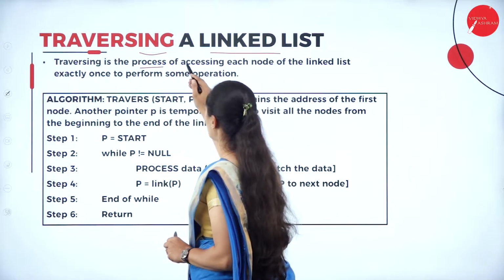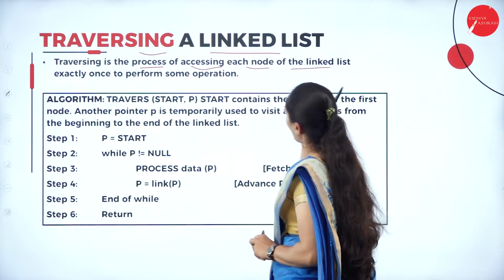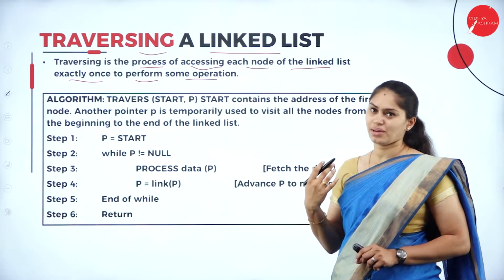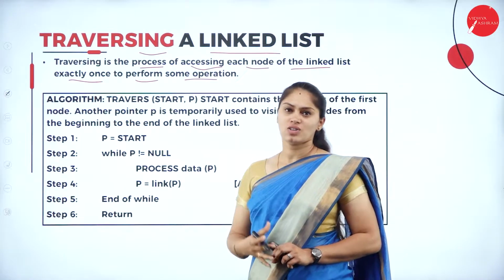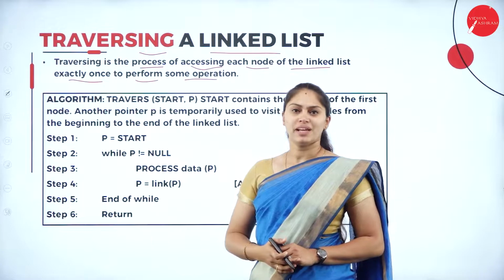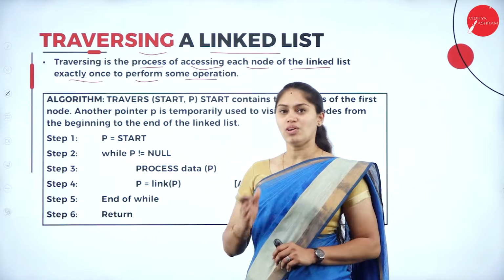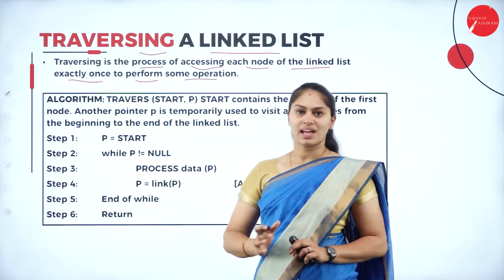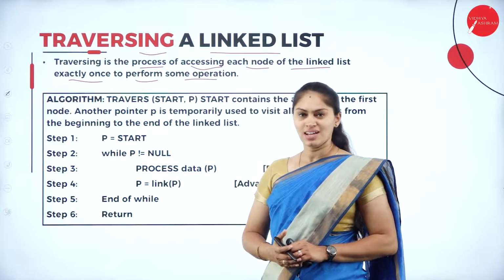Traversing is a process of accessing each node of a linked list exactly once to perform some operation. That can be insertion, deletion, merging, sorting, searching, whatever the operation could be. I'm visiting each node exactly once, or at least once, from the beginning to the end. Then we call that process traversing.